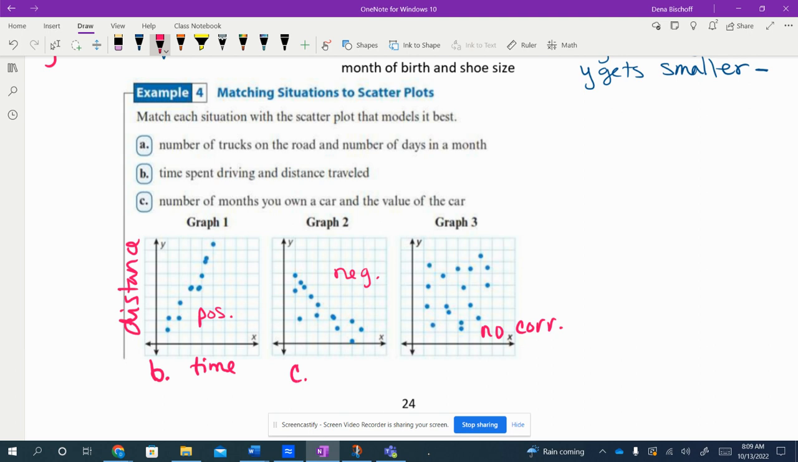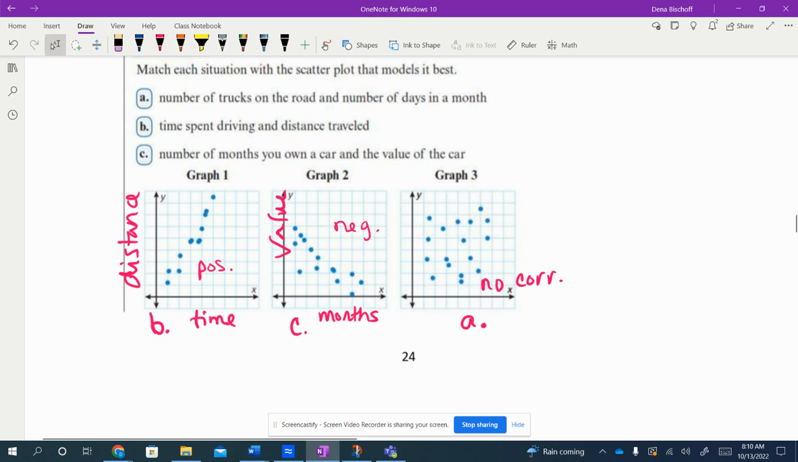This is the number of months that you own your car, and this is the value of your car. The older your car is, the less valuable it is, right? What about the number of trucks on the road and the days in the month? Does that have anything to do with anything? It doesn't. It's like the number of students at the football game compared to what I'm serving at Floyd's. It has nothing to do with each other, right? Questions about that?